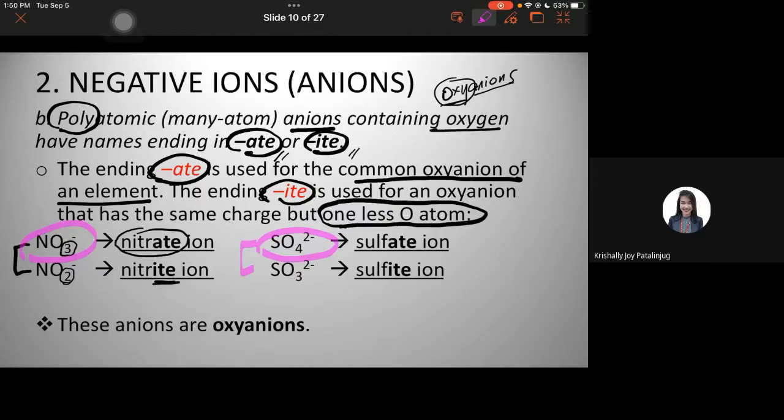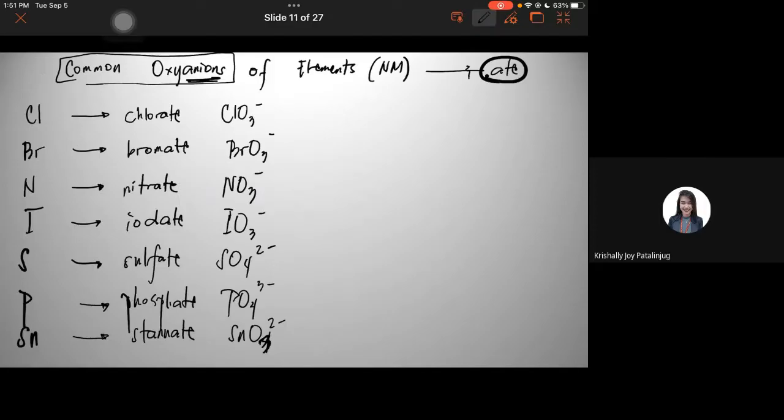Another example from sulfate. Remember, sulfate is the common oxyanion of the element sulfur. So from this formula of sulfate, one less oxygen from sulfate, that becomes sulfite, the ite form. Okay, so same lang yung charge, same charge. It will not change, only the number of oxygen. One less oxygen to form the ite form.